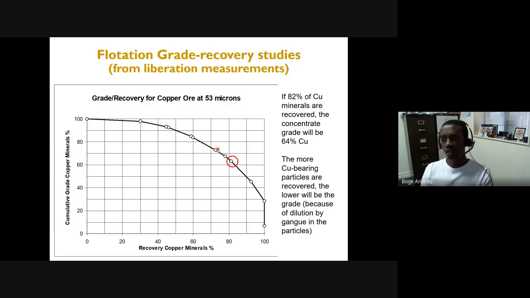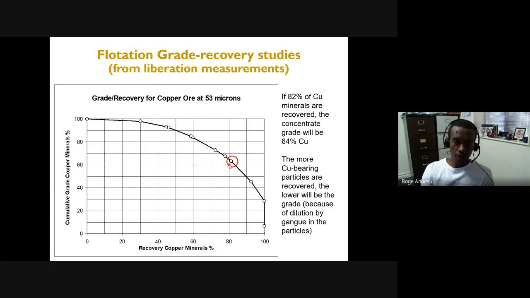So grade and recovery are competing against one another. If you wanted to get high recovery, usually your grade is low, okay? Or if you wanted to have a very high grade material, your recovery is low. So at the end of the day, a plant operates at an optimum. You need to do a trade-off between grade and recovery. You say, okay, let's work at 80% recovery, okay? And you can say the minimum grade would be this much, okay? So you can always have that as a target.